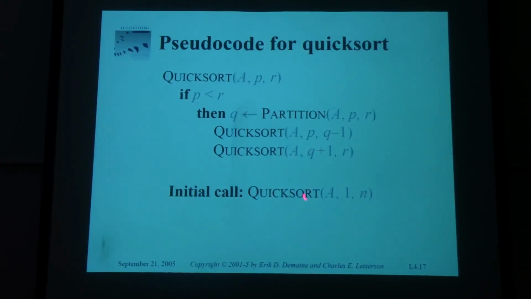The initial call here is going to be the array from 1 to n, 1 for P, n for R. But as soon as we get this 4 for Q, then P is going to be 1 and R is going to be 3 in this recursion, and here P is going to be 5 and R is going to be 8 for the second recursion, level 1. And of course those will then cause another recursion level.